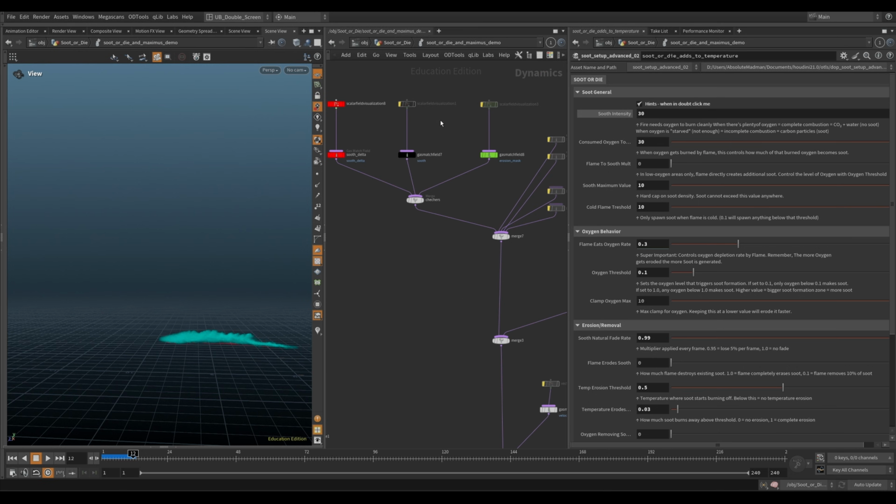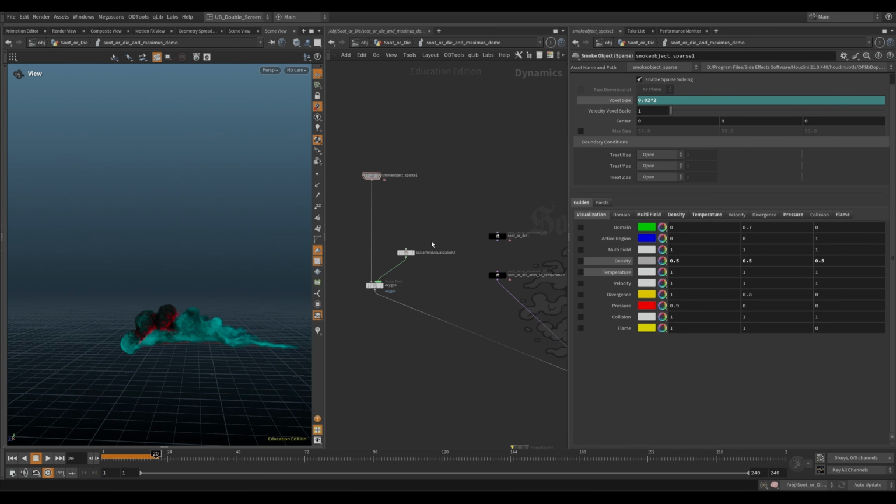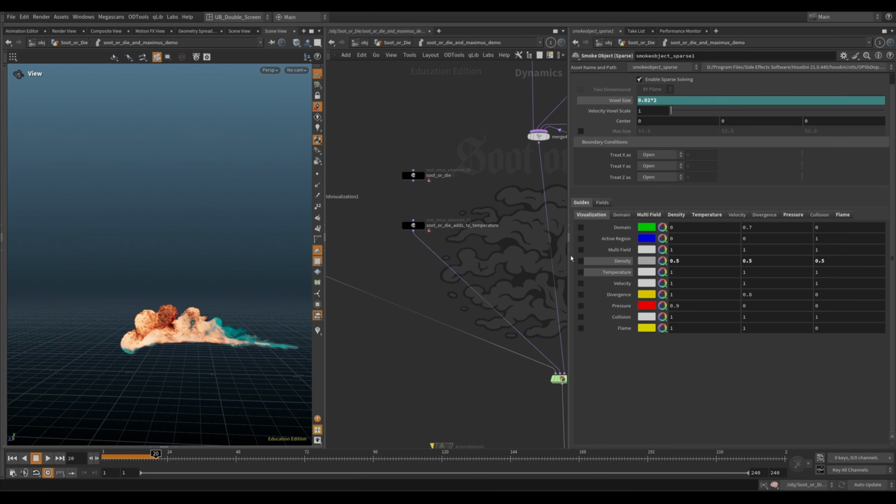Good. Let's put back our Soot so we can visualize it. Should we just put our flame as well? Maybe later.